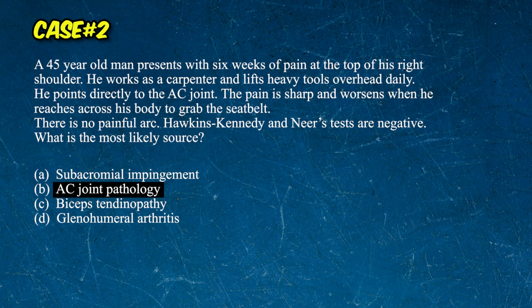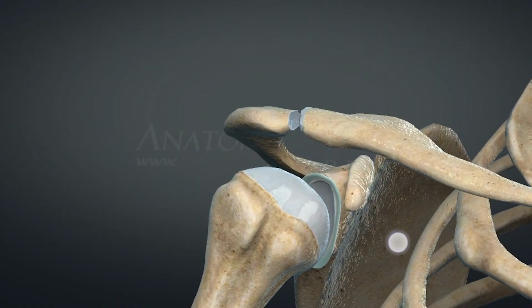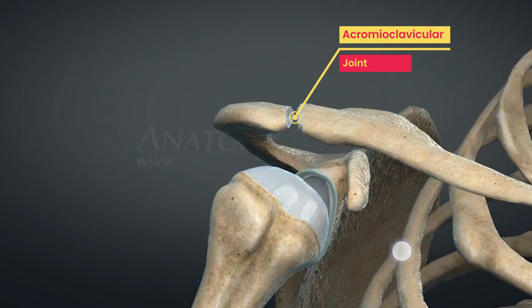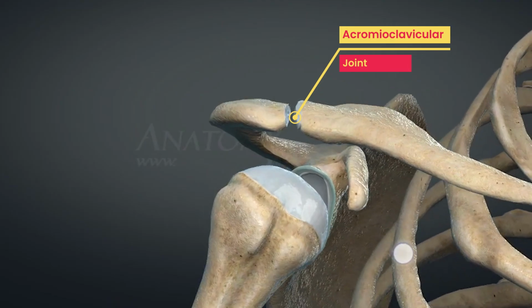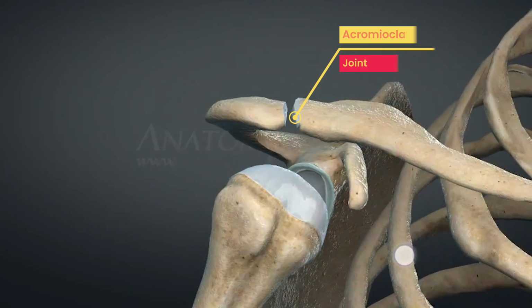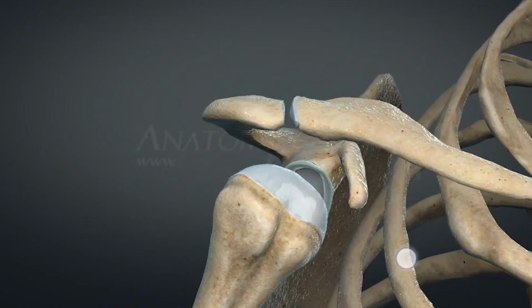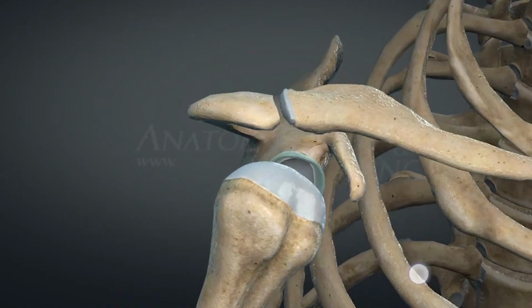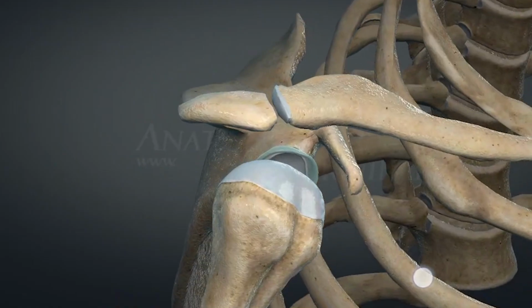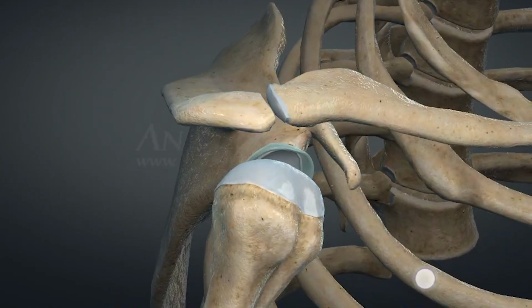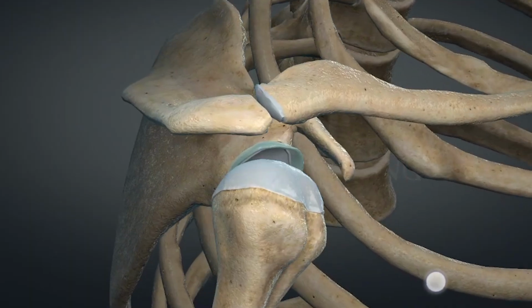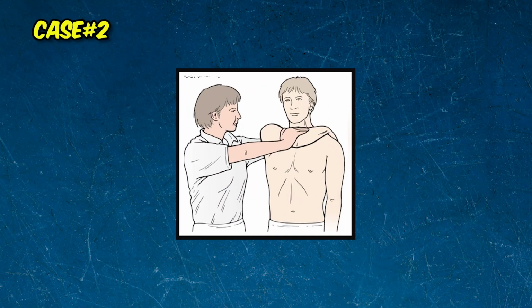Now let's understand why. The AC joint is a small joint between the clavicle and the acromion. It takes a lot of load, especially in people who do overhead work. Over time, it can develop osteoarthritis or it can become inflamed, AC joint capsulitis. The hallmark is pinpoint tenderness right over the joint and pain with horizontal adduction reaching across the body. The test you use is called the scarf test or cross body adduction test.